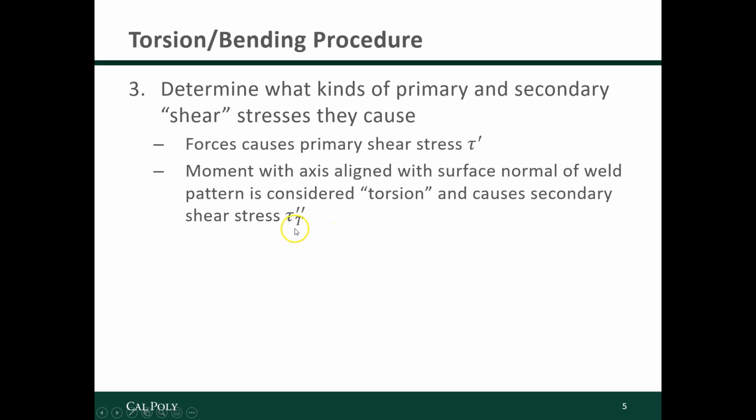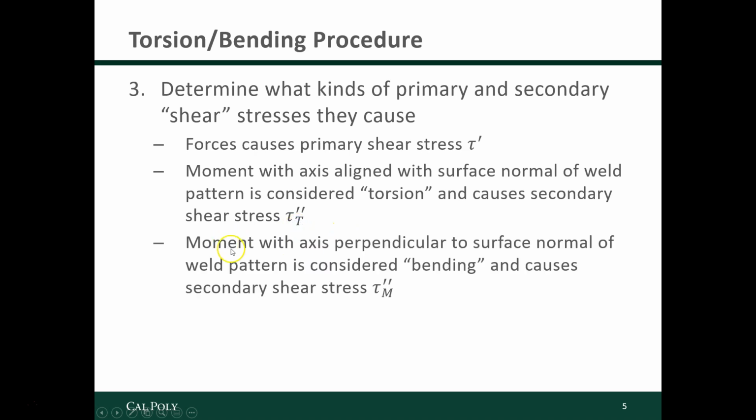And the reason why we need the subscript T is because we could also have the moment aligned with the axis that's perpendicular to the surface normal of the weld pattern, and we consider that to be bending. And we call those sorts of secondary shear stresses tau double prime subscript M. So let's see what we have here.